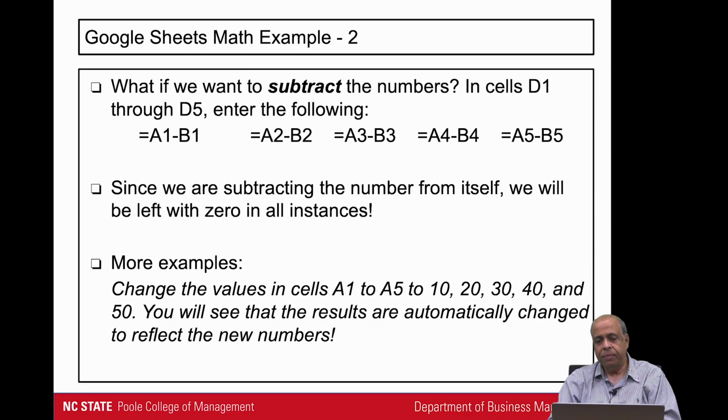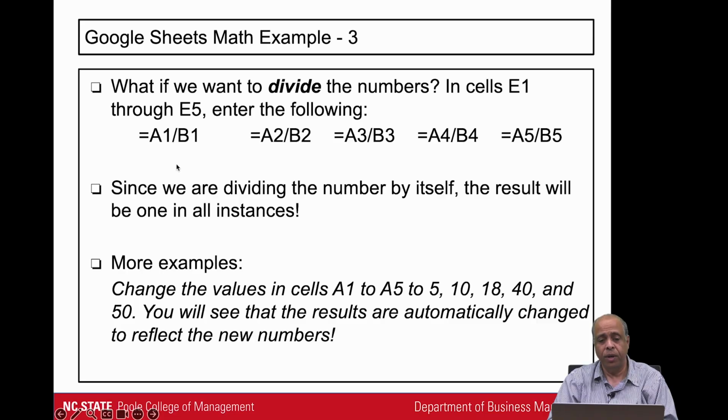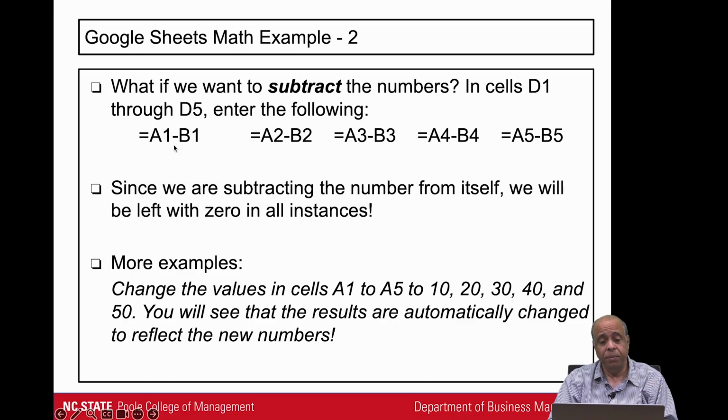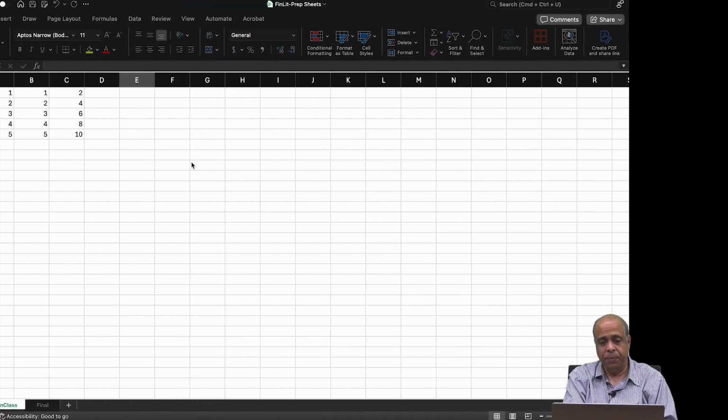Okay. So now let's look at the second math operation. So we're going to subtract the numbers. And as we said before, the symbol for subtraction in Google Sheets is this minus sign. And we know what we're going to expect, right? We are having the same values in both columns A and B. So when I'm subtracting them, I'm basically subtracting the same number from itself. So I should be left with 0.